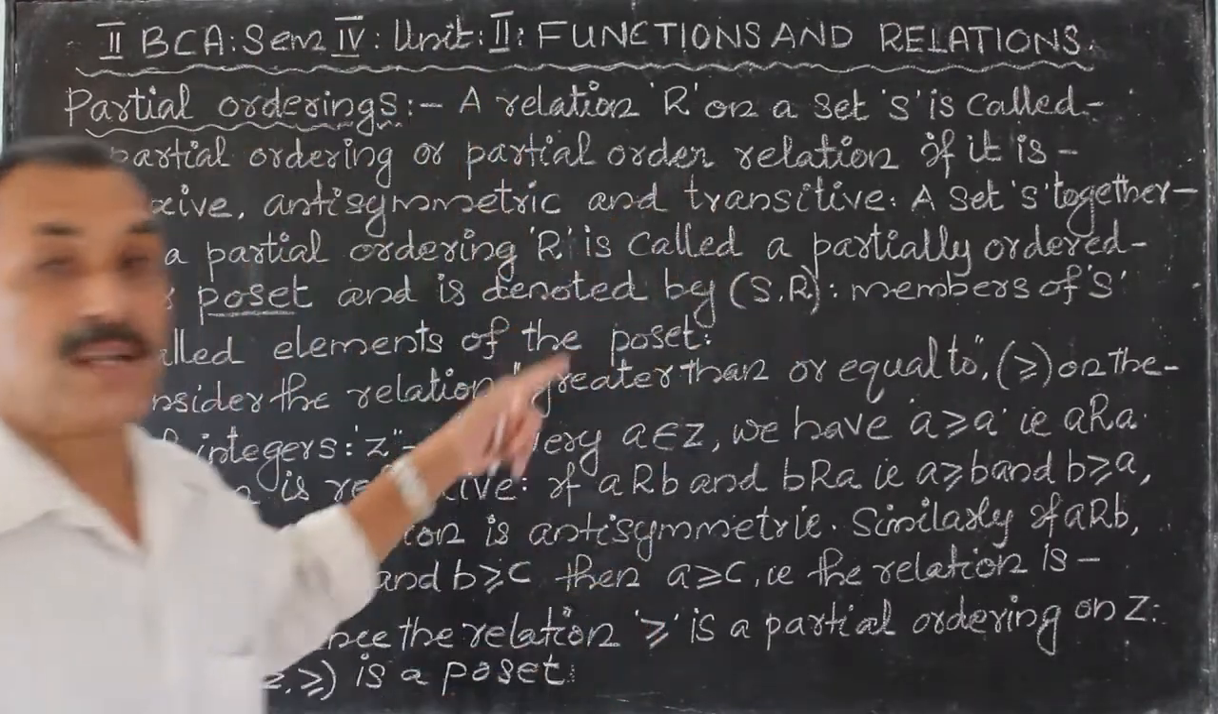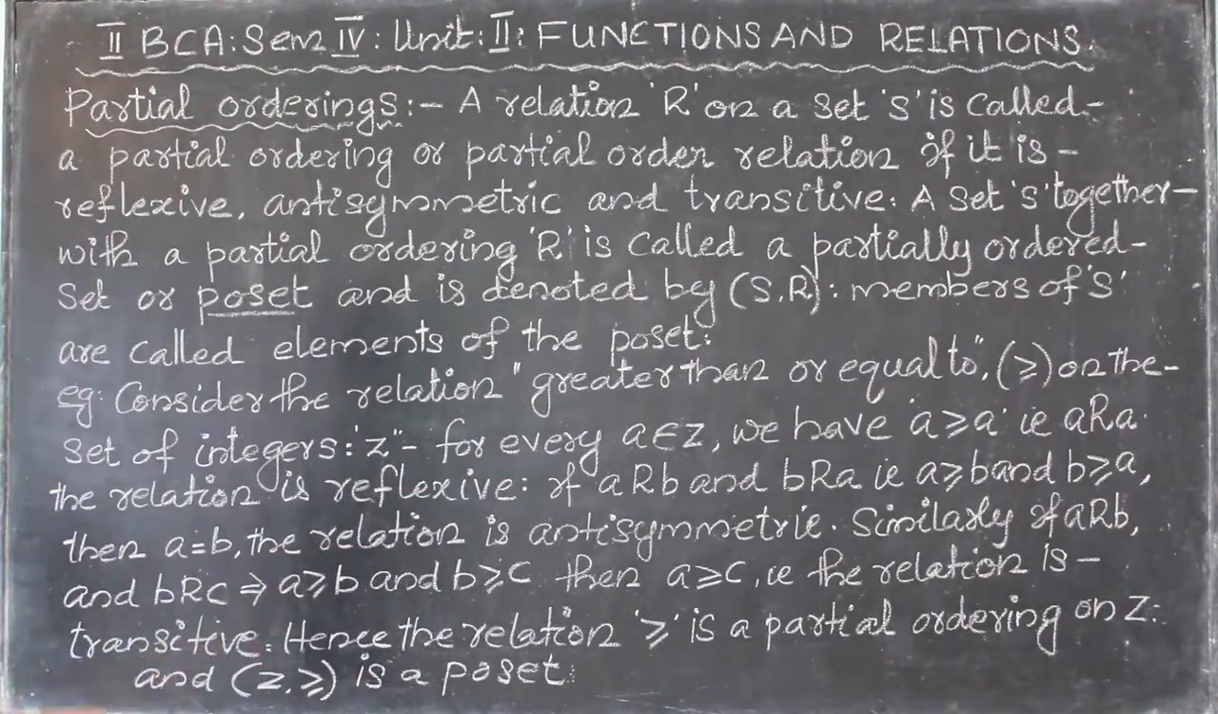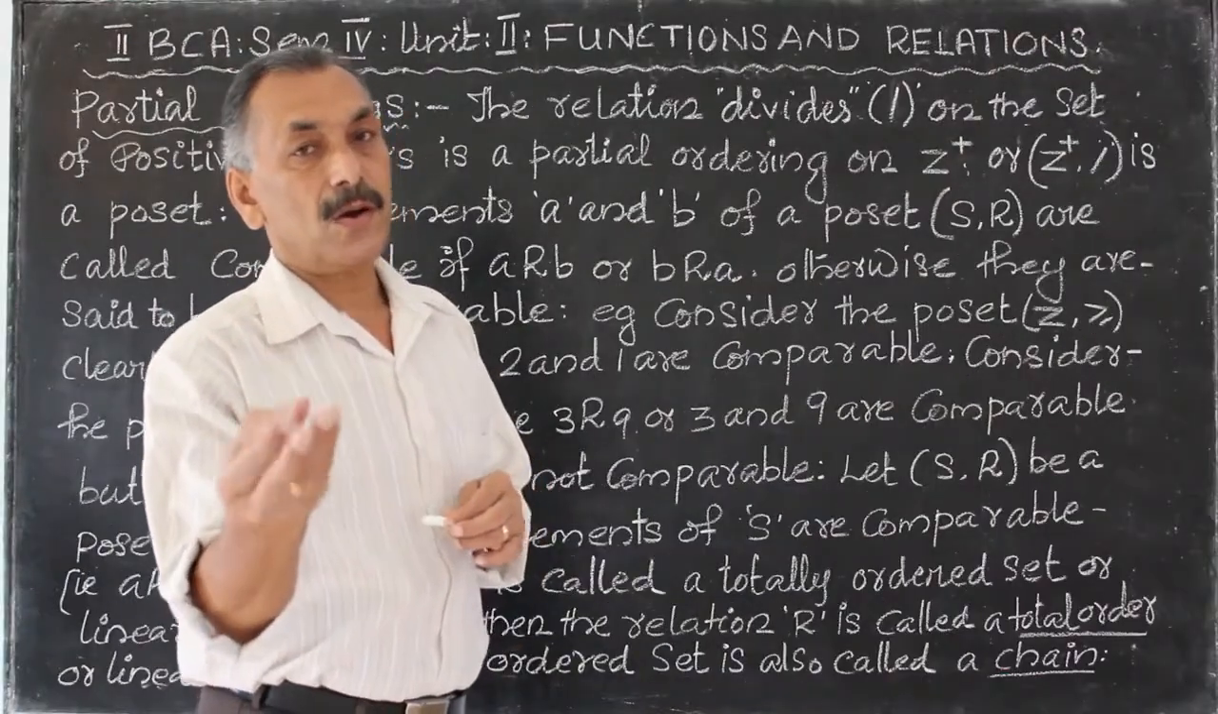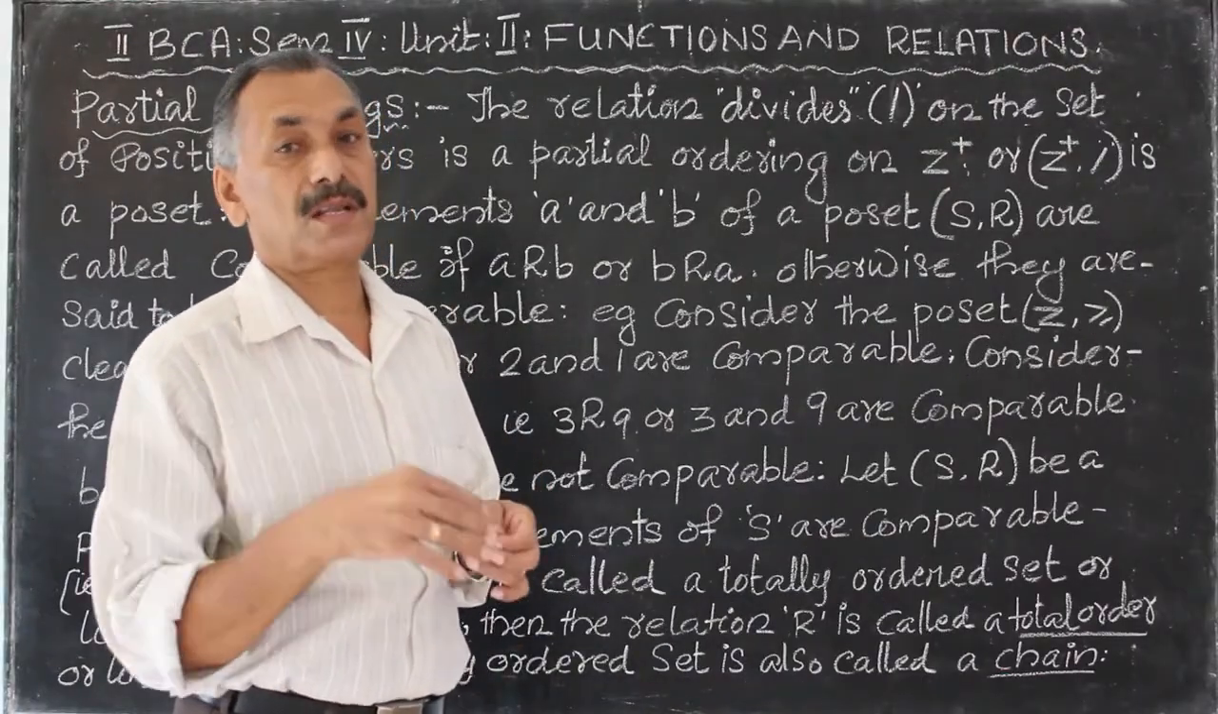Second, the definition: what do you mean by partial order relation, partial ordering? Save this and note it, like the equivalence relation. Next is the partial order relation. Examples: we have already seen examples of partial ordering.